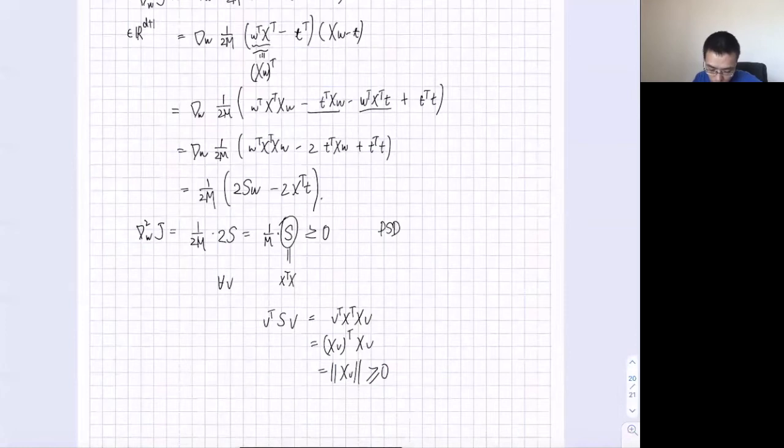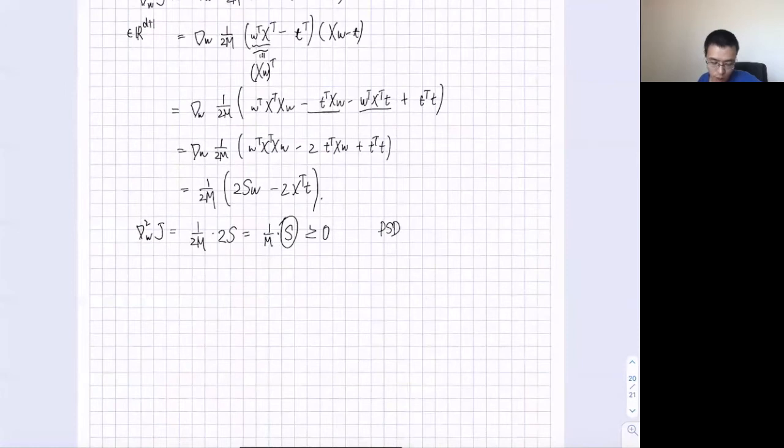By definition, it means for any vector V, I take this quadratic form, and it has to give me a non-negative scalar. Okay. So since the second order partial derivative is positive semi-definite, then it's convex. J is convex in W. Okay.